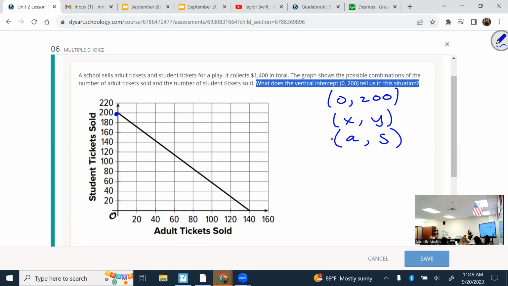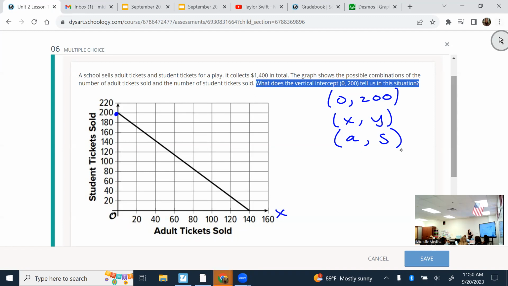So at the y-intercept (0, 200), how many adult tickets were sold? 0. And then how many student tickets were sold? 200. So that's how you're reading it. That's a good tip. Whatever it says on your x-axis, maybe write it with that variable, and whatever it says on your y-axis, write it with that variable, then you can interpret it better.